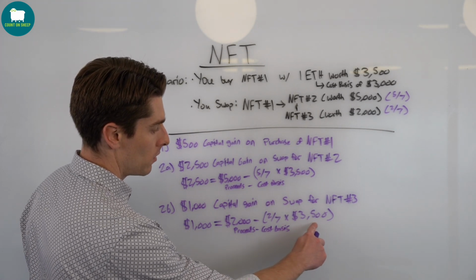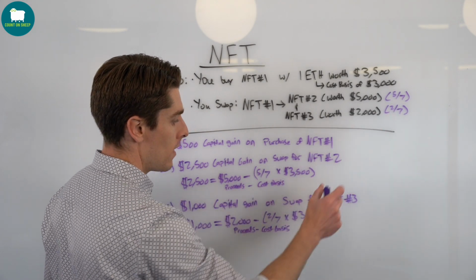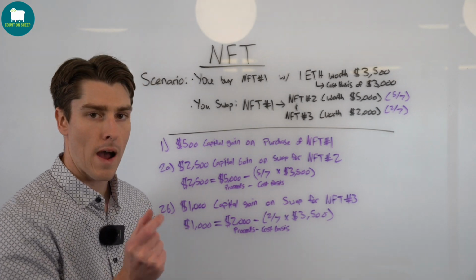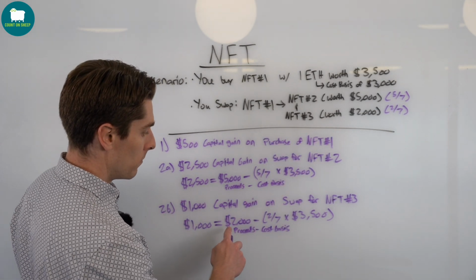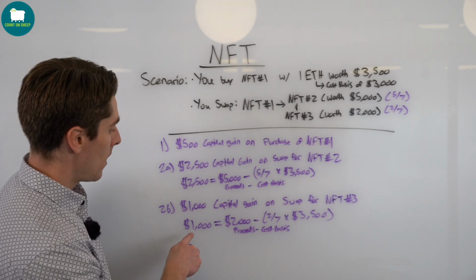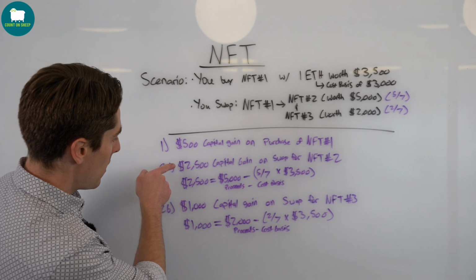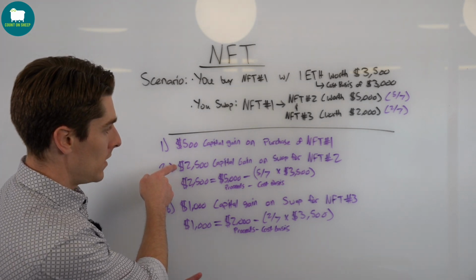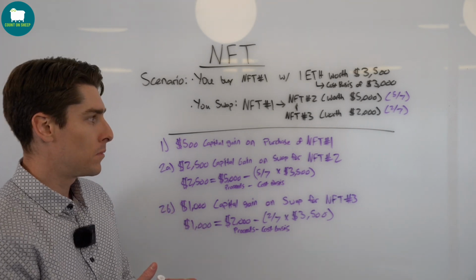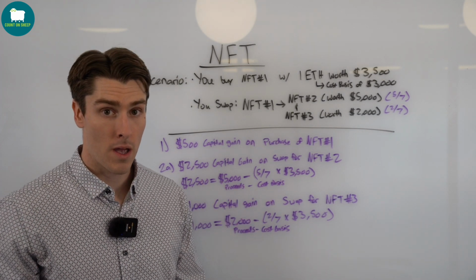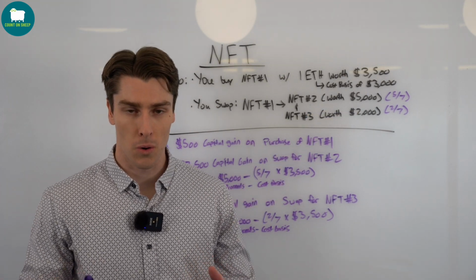We take the $3,500 from NFT 1, and we take the fraction of it, 2/7 of that total cost basis, to figure out how much cost basis is allocated to this part of the transaction. Then we subtract the proceeds minus the cost basis, and we are left with the overall capital gain. As you'll see here, when you add these up, $2,500 of capital gain on NFT 2, $1,000 of capital gain on NFT 3, that adds up to $3,500 overall capital gain, which is what I mentioned earlier, as this amounts to $7,000 total.